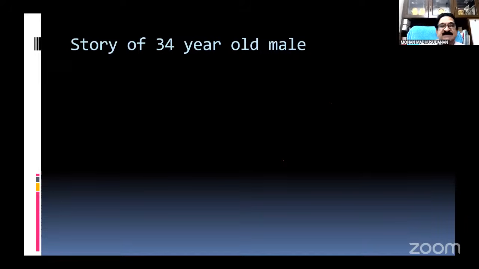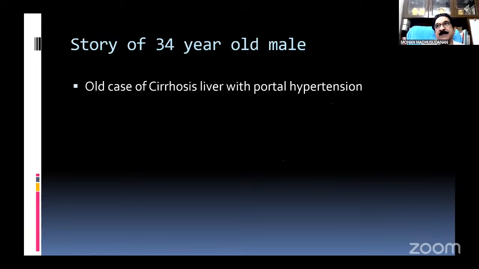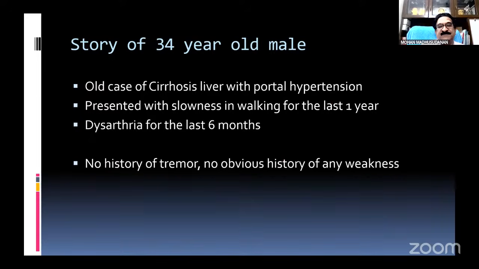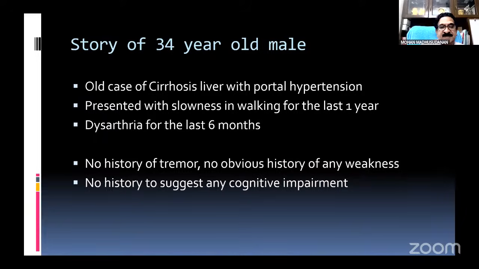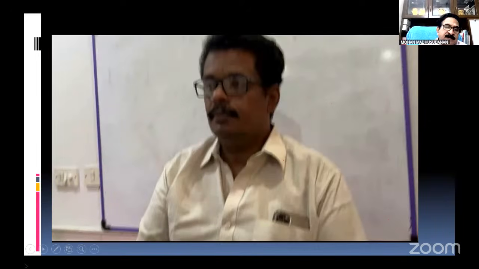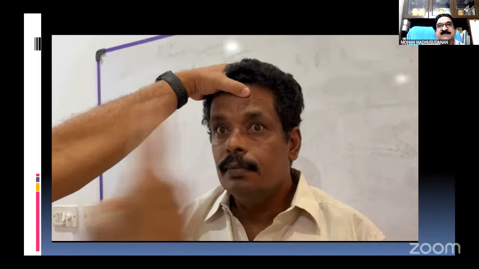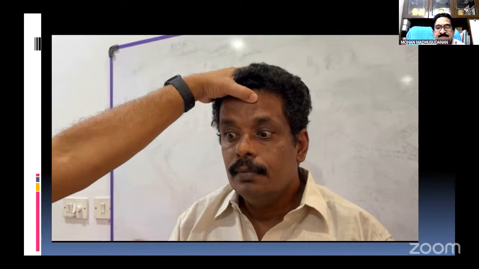Okay, I'll show you one short case. 34-year-old male, old case of cirrhosis of liver with portal hypertension. His complaint is slowness in walking for the last 1 year, dysarthria for the last 6 months. No history of tremor, no obvious history of any weakness, no history to suggest any cognitive impairment. See, if you find actually very subtle findings, his speech is almost normal, but he said it's not the same speech as before. Mild dysarthria is there. Cranials are all normal.